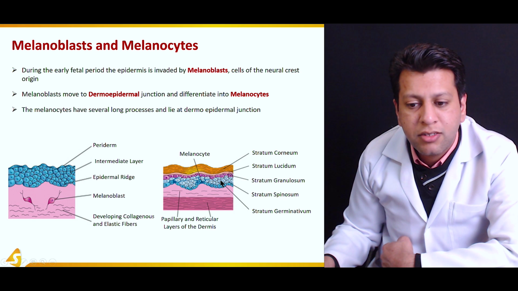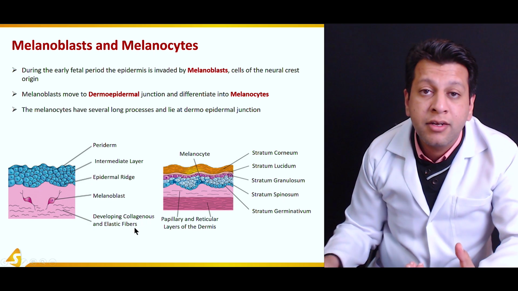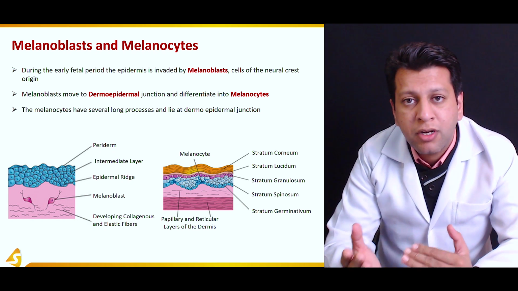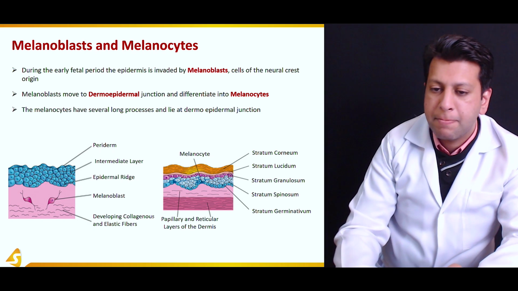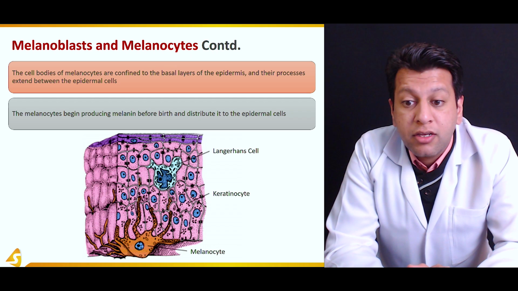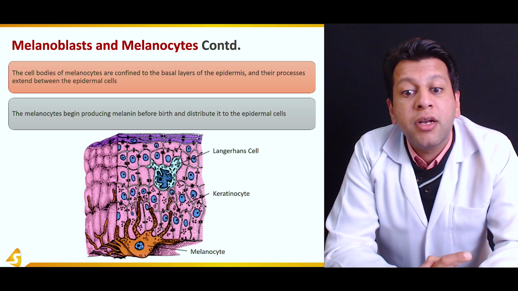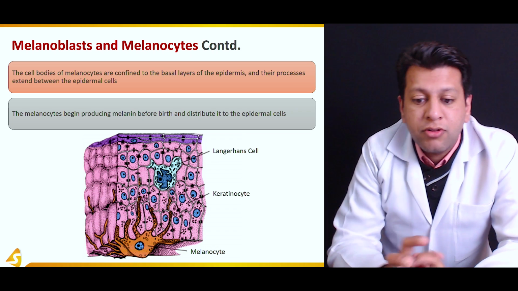And the melanocytes start to lie at this dermoepidermal junction, just near to the germinatum, and extend into the dermis, while the papillary and reticular layers of the dermis can be seen as well, because this development of collagenous and elastic fibers divided the dermis into two, as papillary and reticular dermis. Now, the cell bodies of the melanocytes are confined to the basal layer of the epidermis, and their processes extend to the epidermal cells.